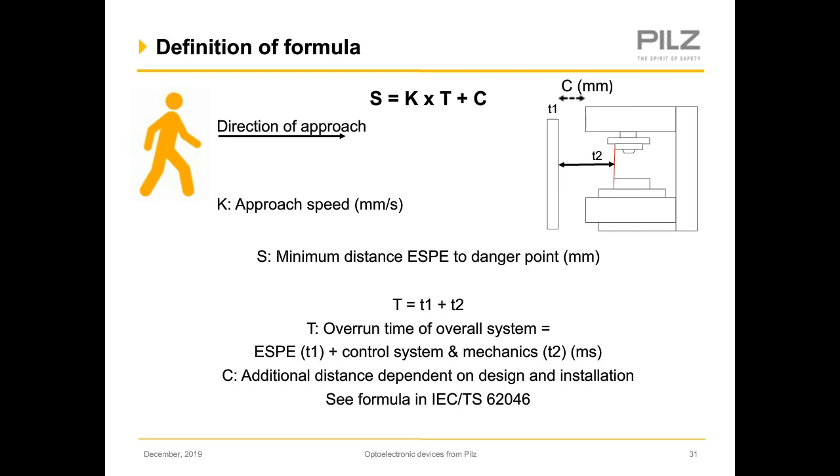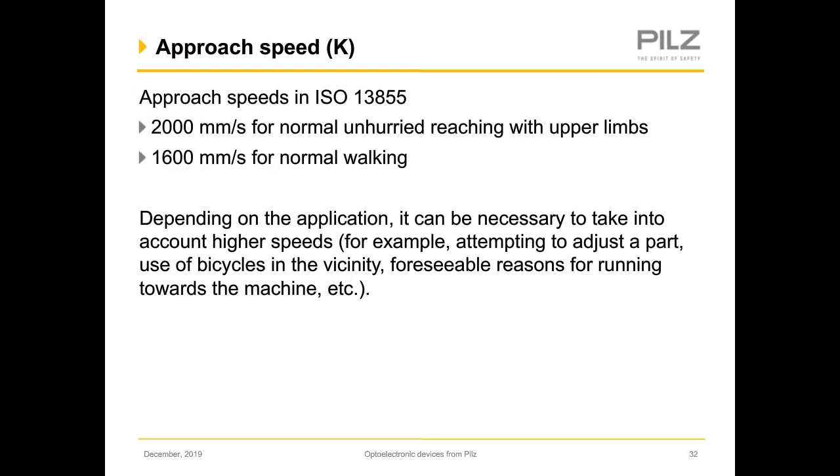Now we're going to fill in the blanks with the definitions. So the approach speed K, approach speeds in ISO 13855, is 2000 millimeter per second for normal unhurried reaching with upper limbs, 1600 millimeter per second for normal walking. But have in mind, depending on the application, it can be necessary to take into account higher speeds, for example, attempting to adjust the part, using bicycles in the vicinity, foreseeable reasons for running towards the machine, and the like.